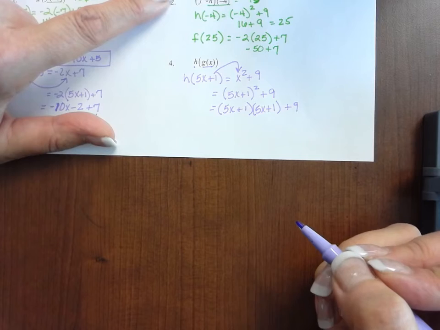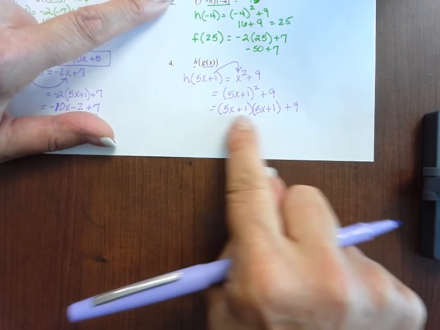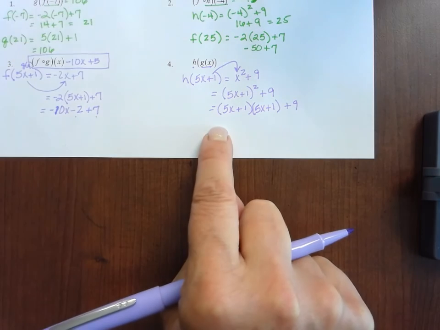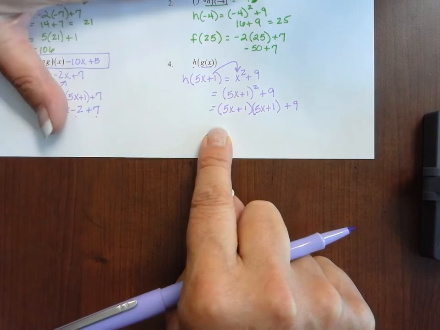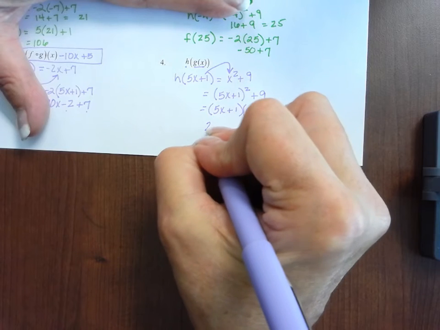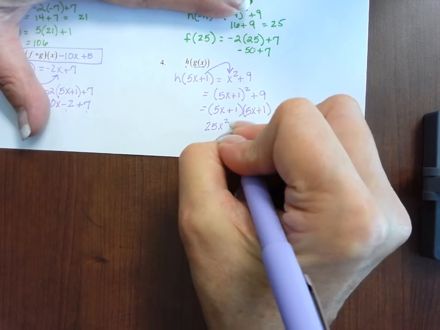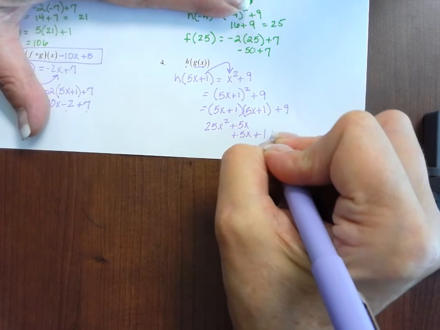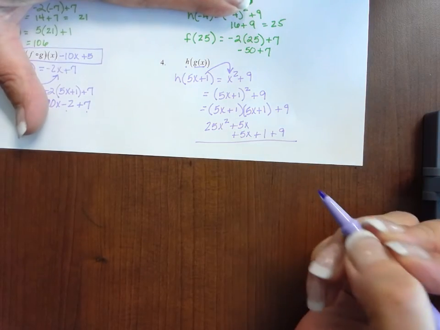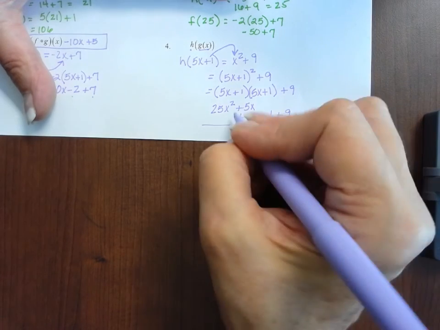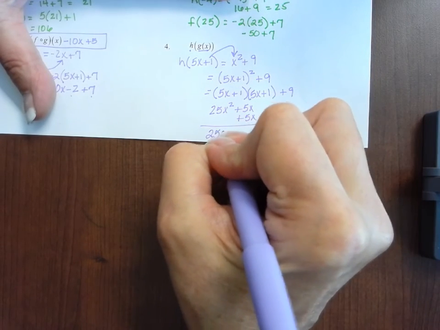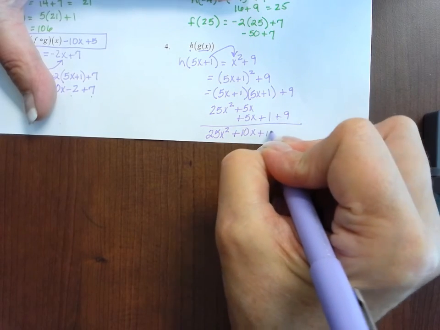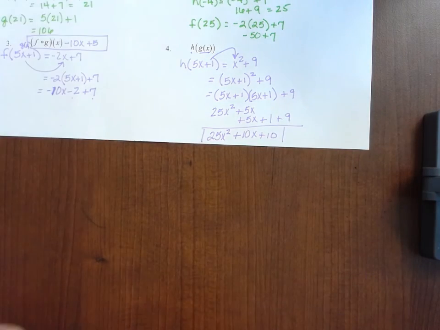If you can FOIL in your head, that's okay. You don't have to write that out. But if you are making FOILing multiplication mistakes, write it out so you can see it. So I'm going to get 25x squared. I get two 5x's. I get a 1 and 9. Which, when I combine my like terms, I get 25x squared plus 10x plus 10.